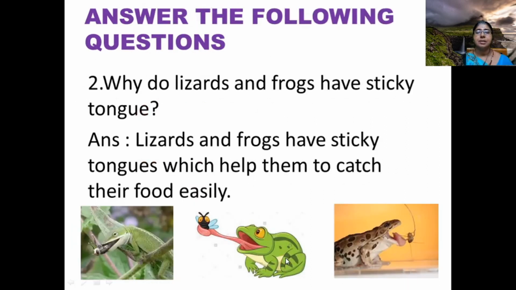Second question, why do lizards and frogs have sticky tongue? Look at this picture, you can see the frog. Frog has sticky tongue which helps them to catch their food easily. Here, mucus is present. So with the help of mucus, prey sticks there and all of a sudden it swallows the food. Same way lizard also does that. Lizards have sticky tongue which helps them to catch their food easily.